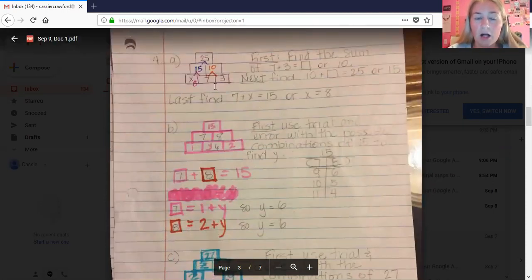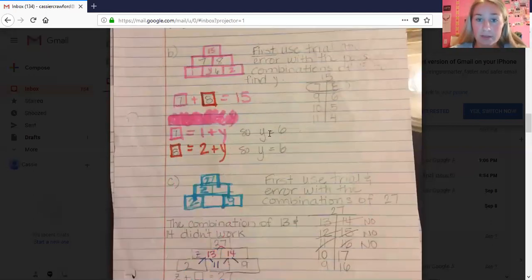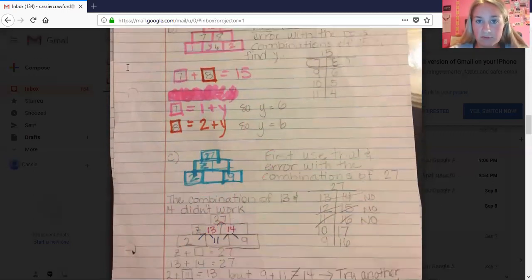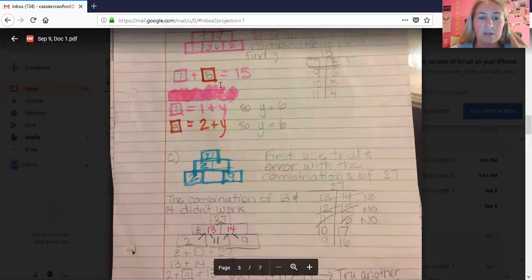Part A, all I had to do was add 7 and 3 to get 10 and then do 25 minus 10, which gives me 15. And then I did 15 minus 7, which gives me x equals 8. For B, I used the guess and check method. I came up with these possible scenarios to get to 15, and it turned out the first one, 7 and 8, is what worked.